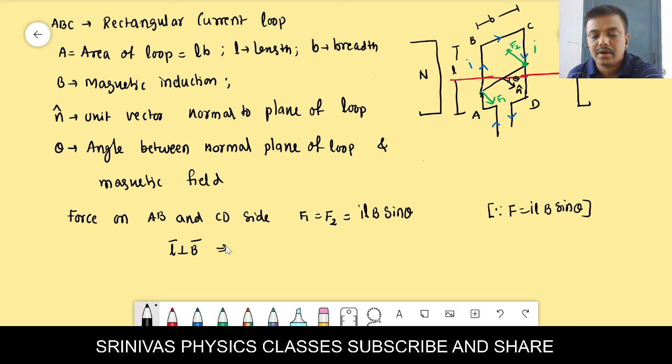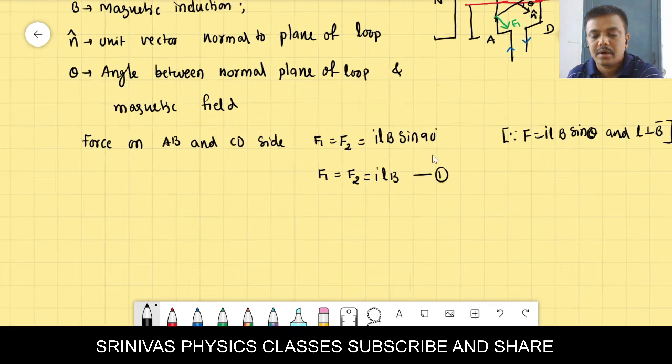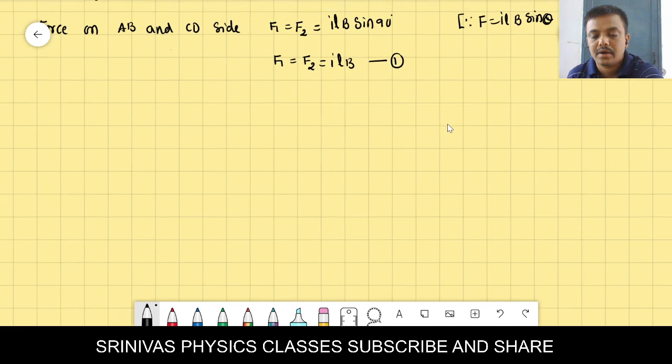Then we write theta as 90 degrees, or otherwise directly write that L is perpendicular to B. So we directly write sin 90. Then we get the same amount of force, F1 is equal to F2 is equal to ILB. The same force will act on both sides. Understood? But the forces F1 and F2 are in opposite directions. When equal and opposite forces act on a body, that body will rotate.